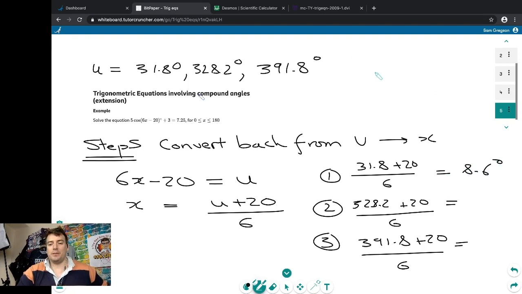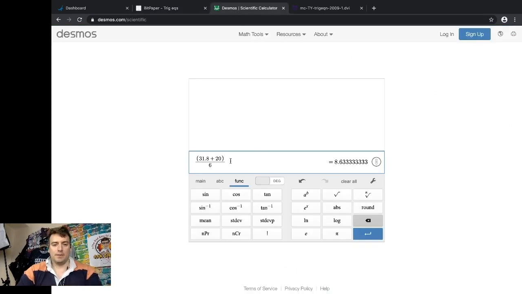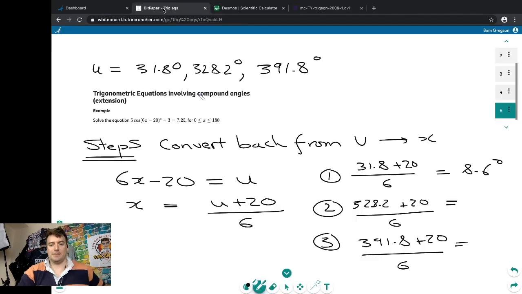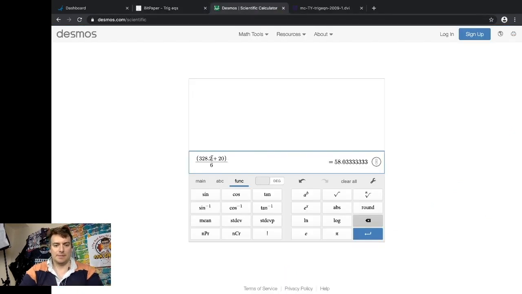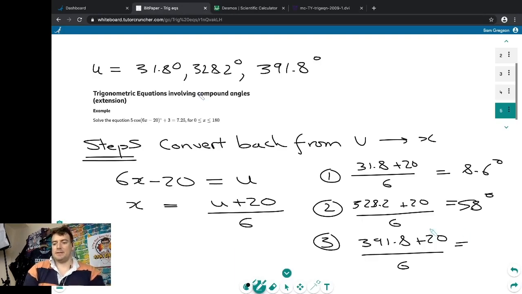We plug in the next one, which is 328.2, and we get 58 degrees. And then we've got 391.8 plus 20 divided by 6, which will be 68.6. 68.6 degrees. So these are our first three solutions.